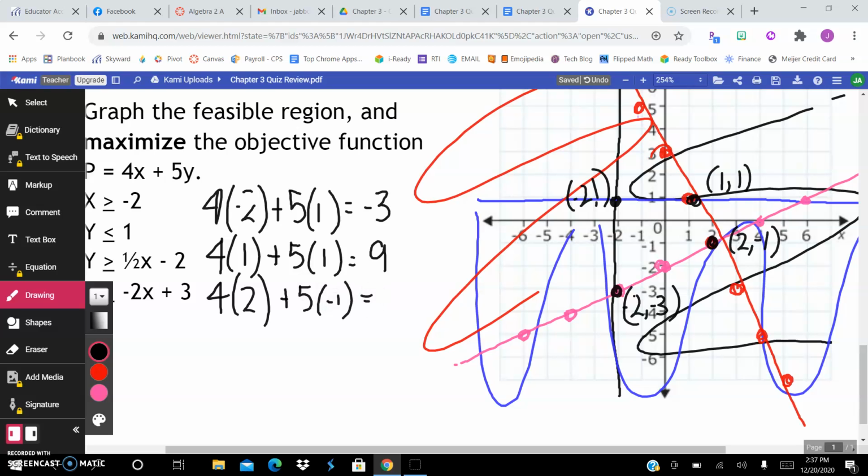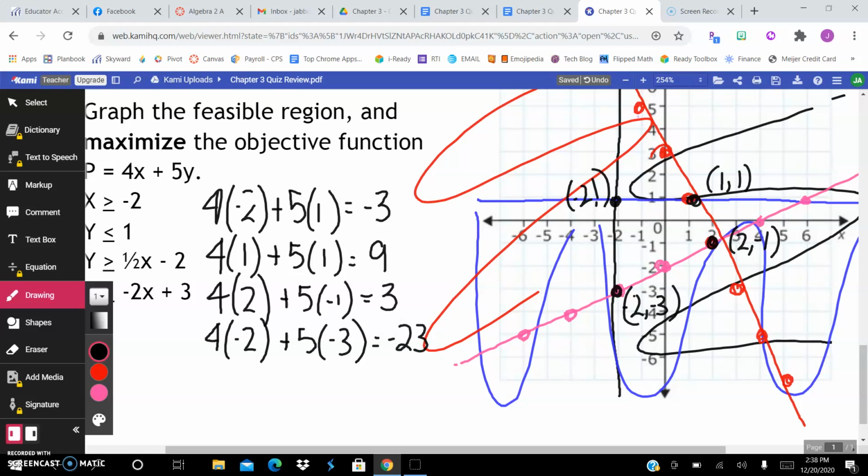So that would be 8 and -5. 8 plus -5 would be a 3. And then we have -2 and -3. So that would be -8 and -15. -8 and -15 make -23.